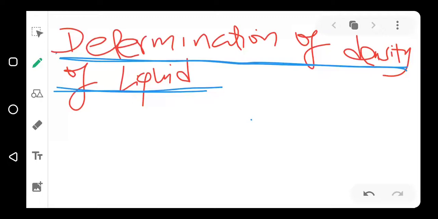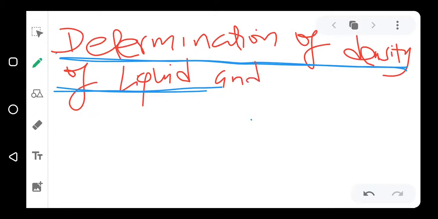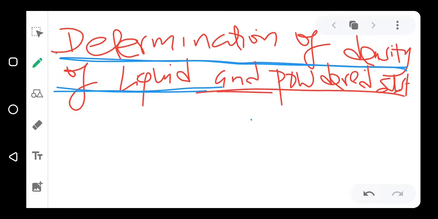Today we want to continue with our discussion on density, and we are going to talk about how to determine the density of liquids. We're actually going to look at the determination of density of liquid and powdered substance.